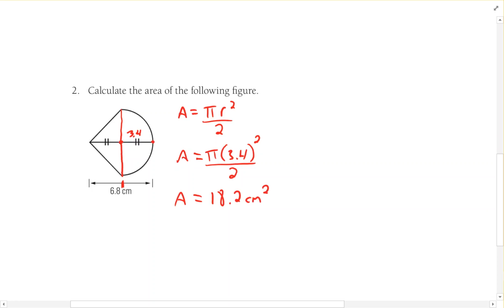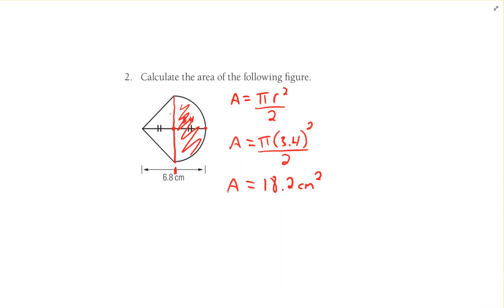18.2 centimeters squared. Okay, so I got this one figured. Now the next one, I just got to figure out what these triangles are. So the triangle here is, let's figure out just one triangle, and then we'll just multiply our answer by 2.